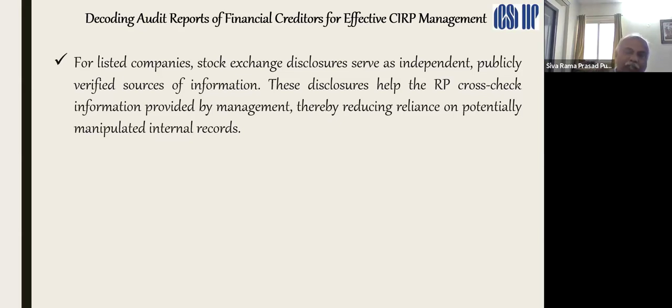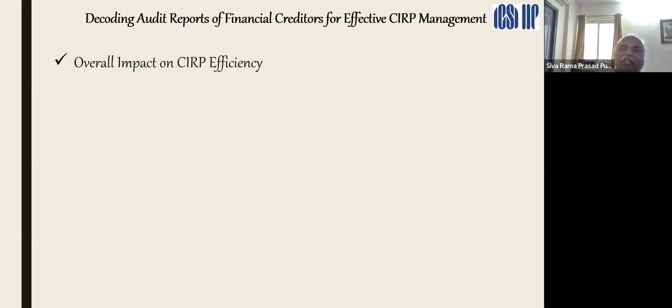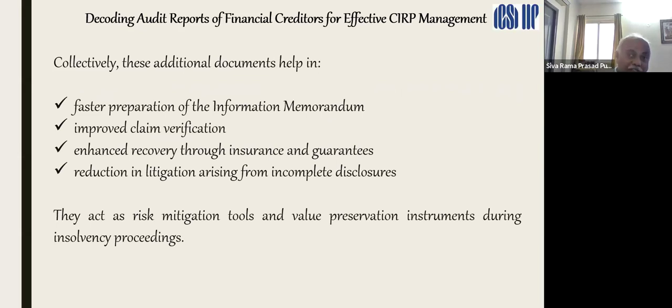And most of the information is available, with an overall impact on CIRP efficiency. Collectively, these additional documents help in faster preparation of the information memorandum. Improved claim verification, definitely it improves the claim information. Enhance the recovery through insurance and guarantees. Reduction in litigation arising from incomplete disclosures. They act as risk mitigation tools and value preservation during the insolvency proceedings.